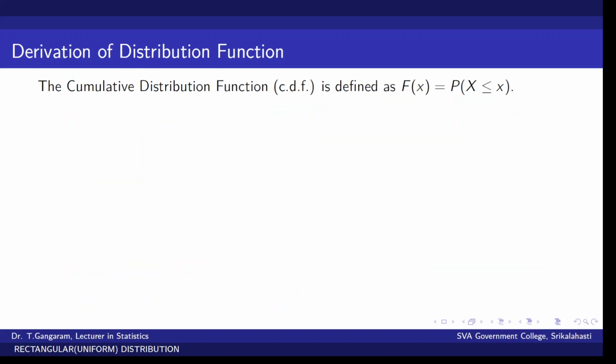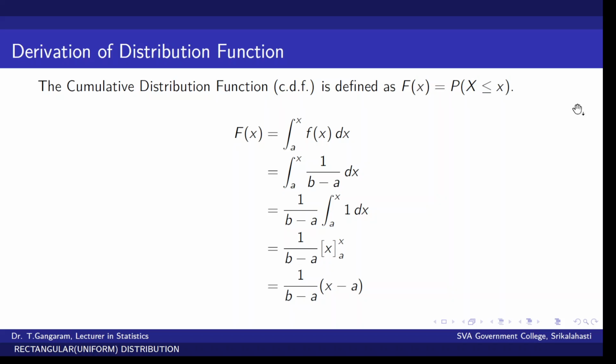Derivation of the distribution function. The distribution function is also known as the cumulative distribution function, CDF. It is denoted by capital F of x, which is equal to the probability of capital X less than or equal to x. Here F of x is the integral from the minimum of the range up to x. Probability of X less than or equal to x means up to x we need to find the probabilities, f of x dx.